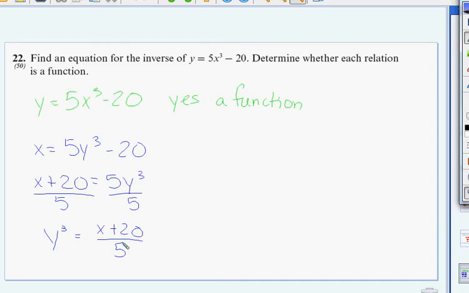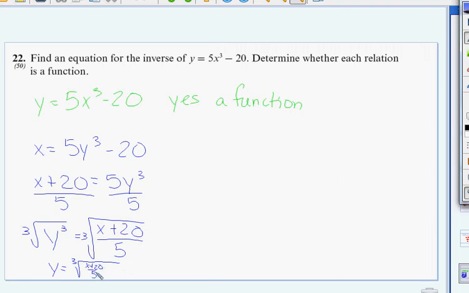And then to get rid of this, I have to take the cubed root of both of these. So that's what I've got now. y is equal to the cubed root of all of this, x plus 20 over 5.